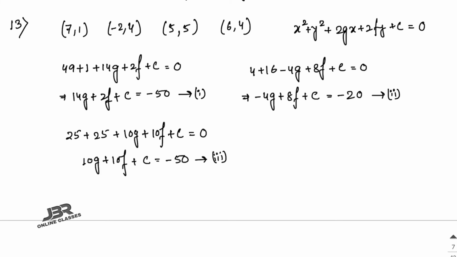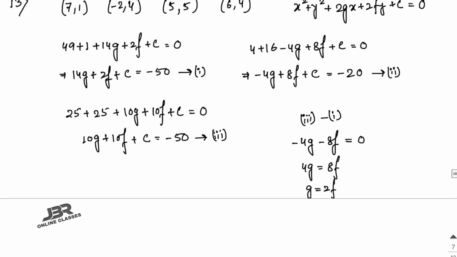Now the next thing, if you subtract equation number 1 from equation number 3, it will be 10g minus 14g, so minus 4g, 10f minus 2f, so minus 8f, c minus c cancels out, and minus 50 minus minus 50 is 0. So that means 4g equals 8f, so g equals 2f. Is it clear? g equals 2f.